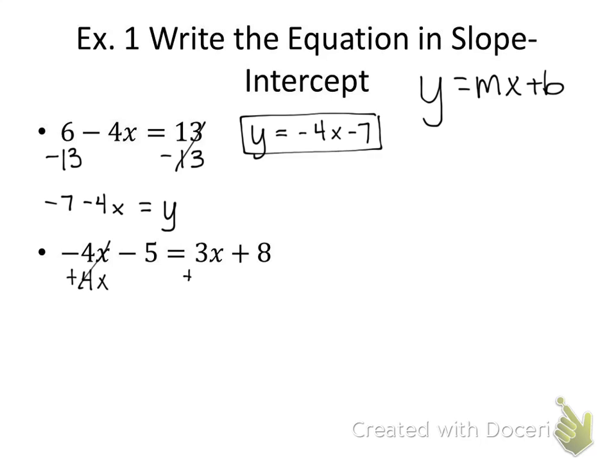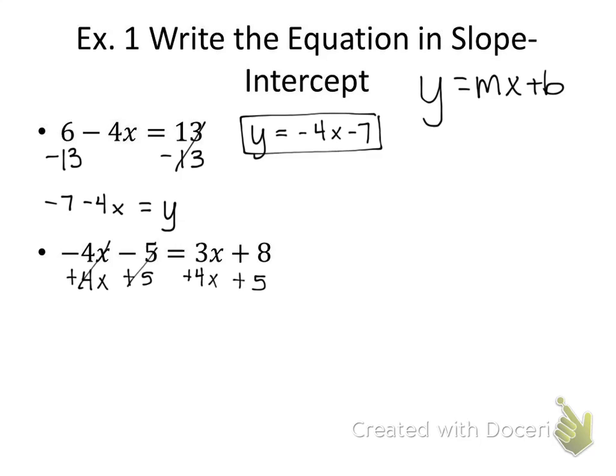Cancels out here, and I add 4x. Now in the same step, I'm going to go ahead and move the 5. It saves me a little bit of time. So what do I need to do to move the negative 5? Add 5. Cancels out here. I add it here. Does everybody see how I did that in one step?